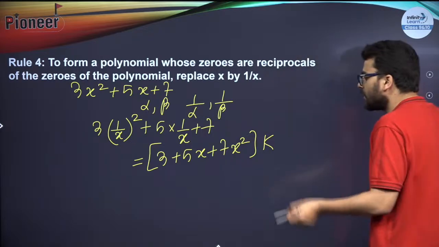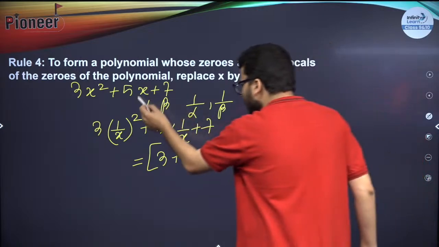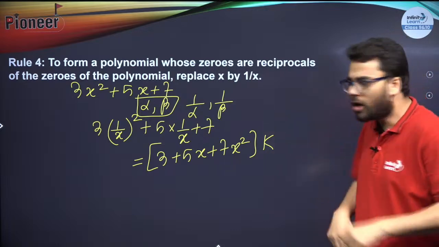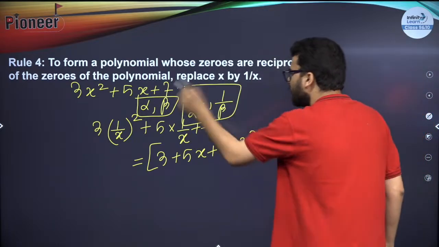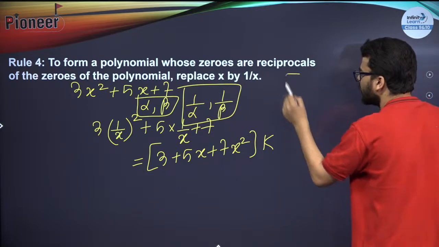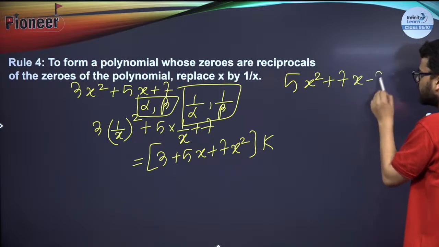And again I'm saying there are infinite such polynomials whose zeros are alpha and beta. In the same manner, there are infinite such polynomials whose zeros will be 1 by alpha and 1 by beta. That's very simple. But suppose I get an equation over here. For example, I'm getting 5x square plus 7x plus minus 9, suppose.